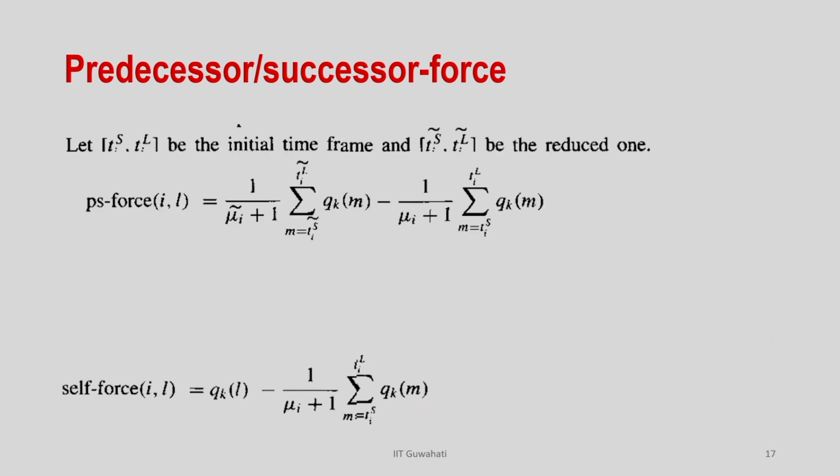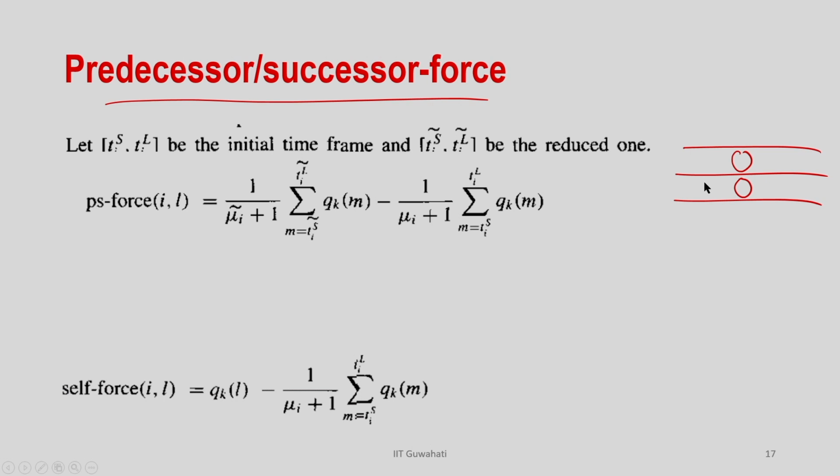Okay. So, now let us try to understand what the predecessor or successor force is. Initially, as I mentioned, suppose I have this operation Vi that can be scheduled here and here, and the successor node. So, there is an edge from this to this. So, this is my Vi and this is Vj.